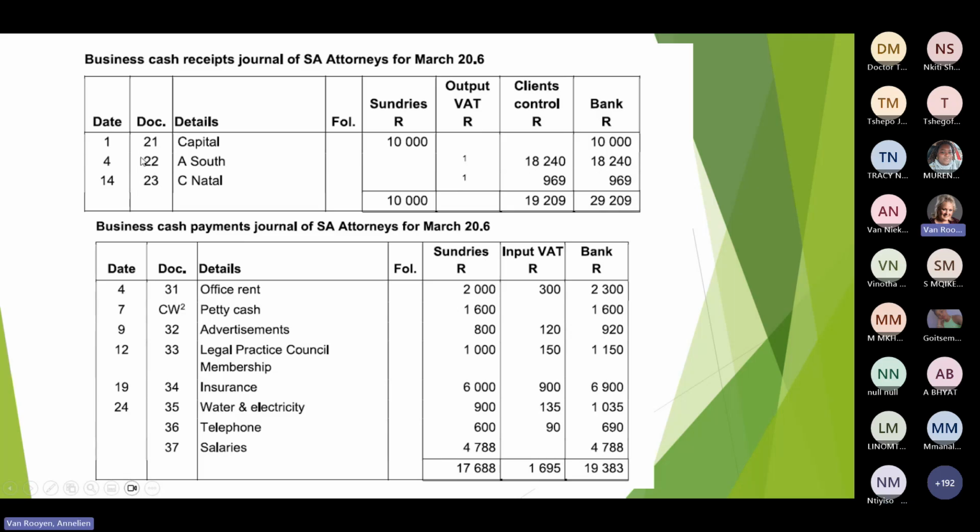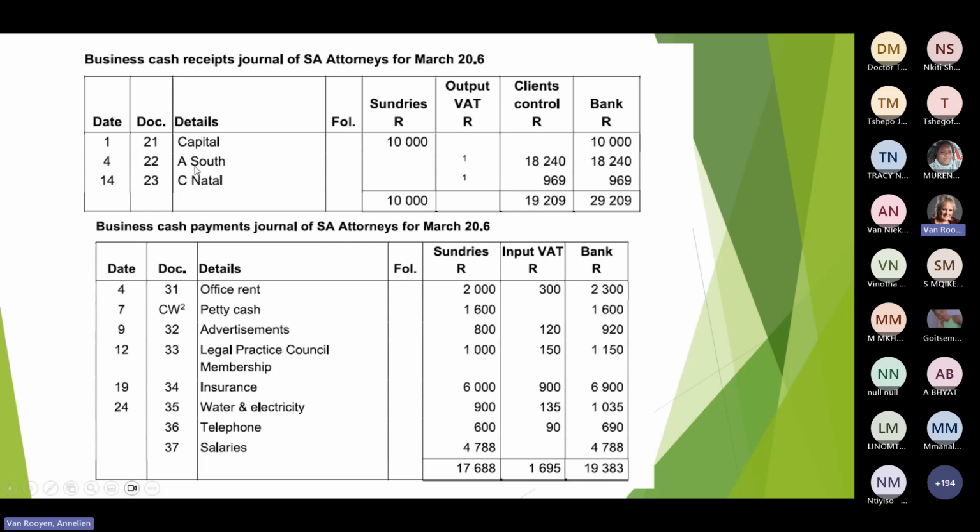All these details you will find in the question. Sundries, because it's capital, is not the normal client business of the attorneys. So we will use the sundries column, which equals the bank column. And the account that we will credit will be capital. And once you have a ledger account number there, it might be general ledger 100, you will write it in there.